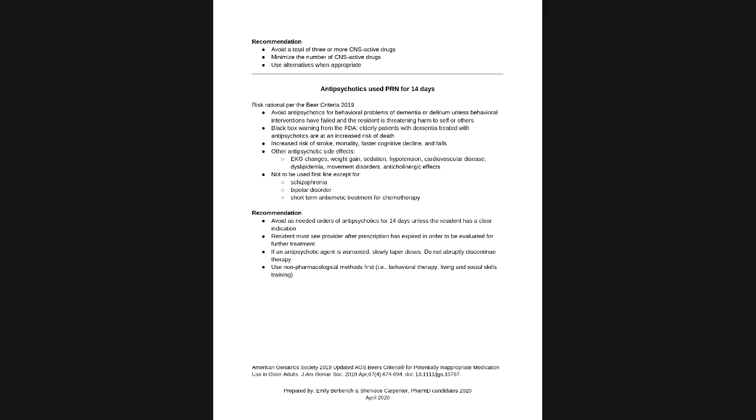Alrighty, so hi everyone, my name is Emily, and I'm going to discuss the use of antipsychotics as needed for 14 days. So according to the Beers criteria that was most recently updated in 2019, it was stated to avoid antipsychotics for any behavioral problems for dementia or delirium, unless the behavioral interventions have failed and the resident is threatening to harm themselves or others. There is a black box warning from the FDA for antipsychotic use, and it states that elderly patients with dementia treated with antipsychotics are at an increased risk of death. So we really want to try and avoid these for the treatment of dementia and delirium.